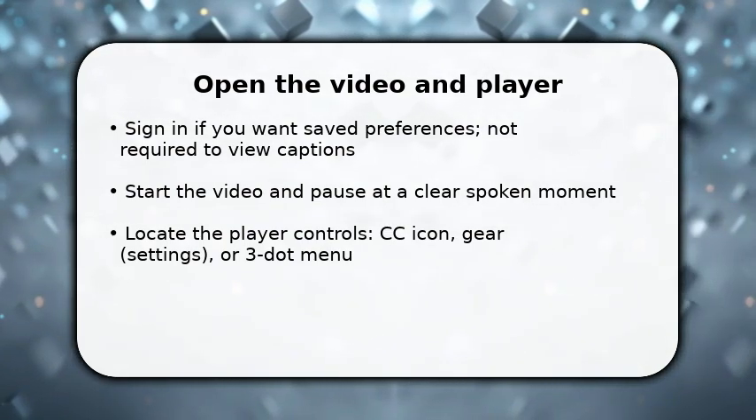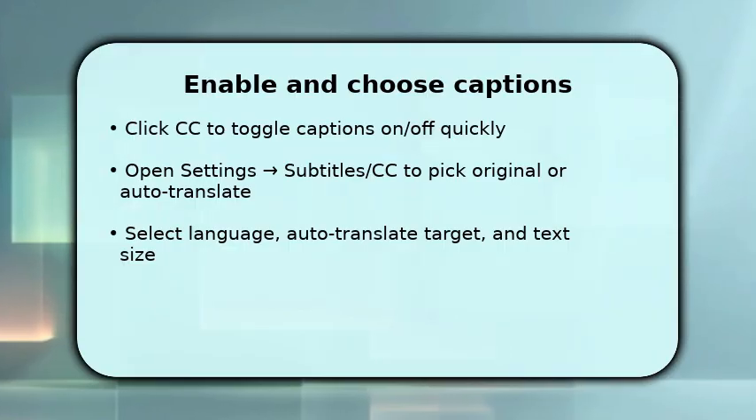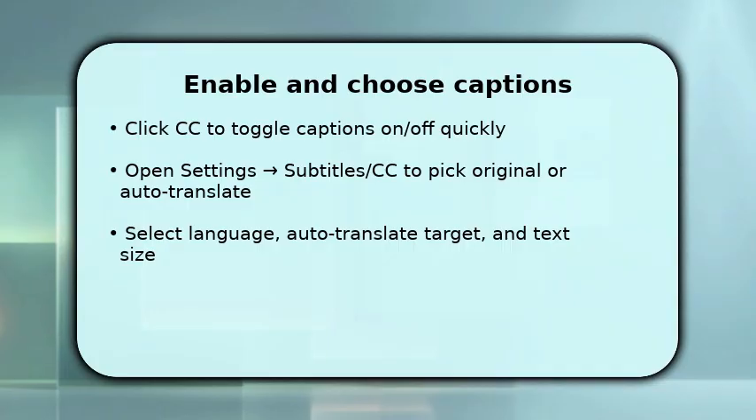If you want a different language or style, open Settings and choose Subtitles/CC. From there, pick the original caption language if provided, or enable auto-translate and select your target language from the list. You can also adjust text size and font for readability.